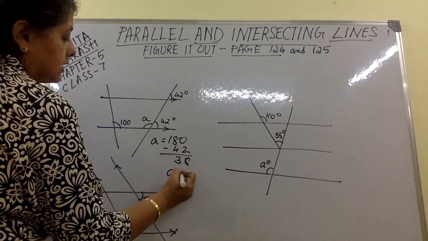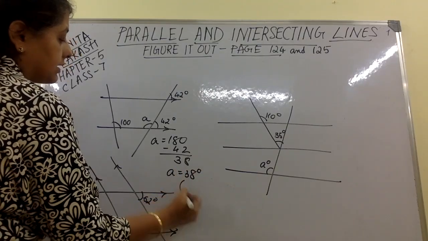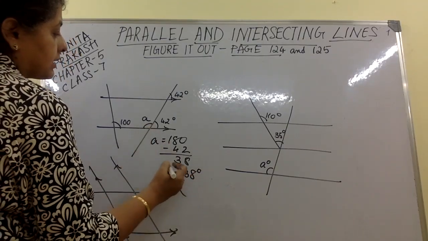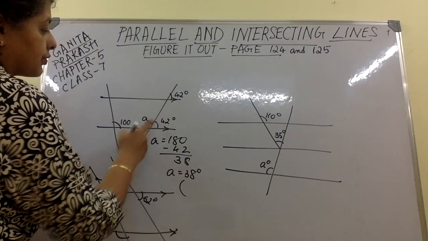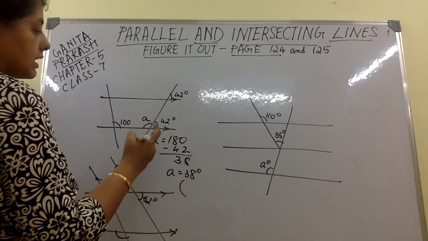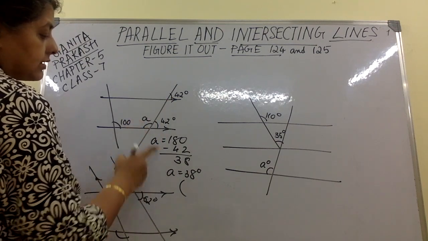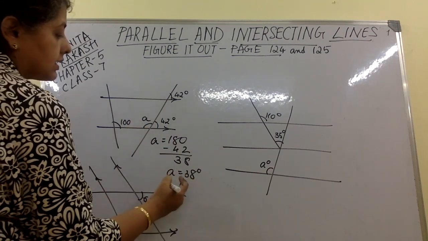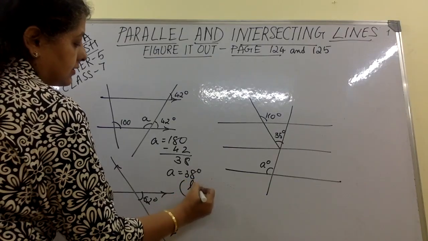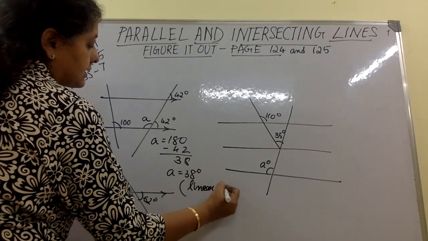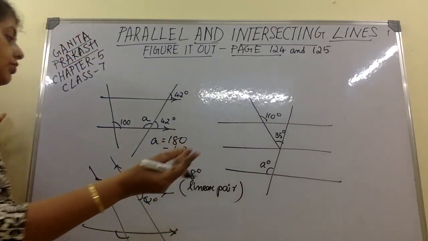That is 138. So A is equal to 138 degrees, and the reason behind it is, first, why is this 42? This angle is 42 because of corresponding angles. And why did I get A is equal to 138? The reason behind it is linear pair, that is, angles on the same straight line always add up to 180.